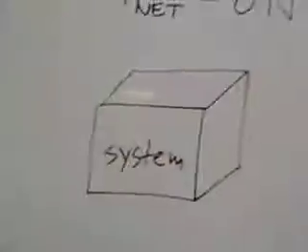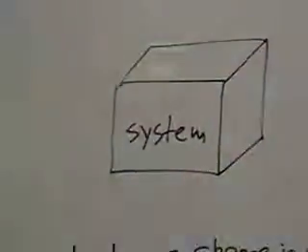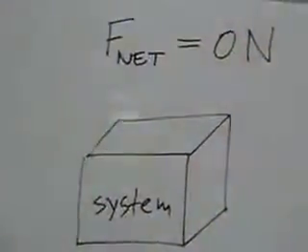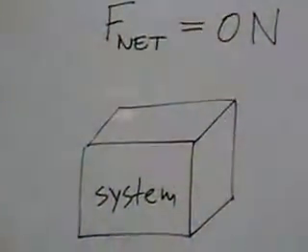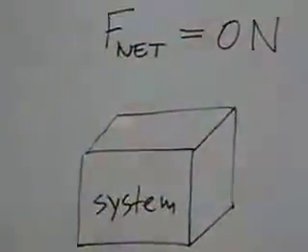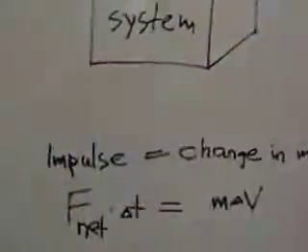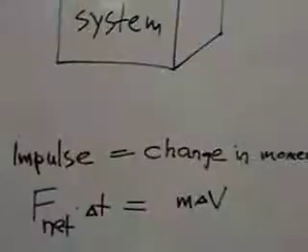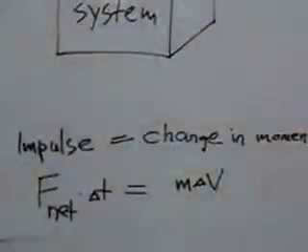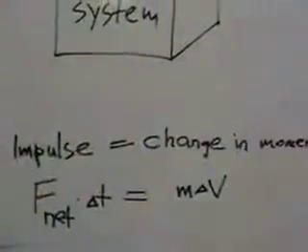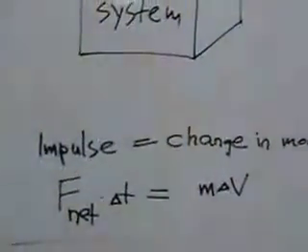Here we have a system, in this case a box, and the net force acting on the system is equal to 0 newtons. Now if you remember, the impulse and momentum theorem says that impulse changes the momentum of a system. There's the equation for the impulse momentum theorem.